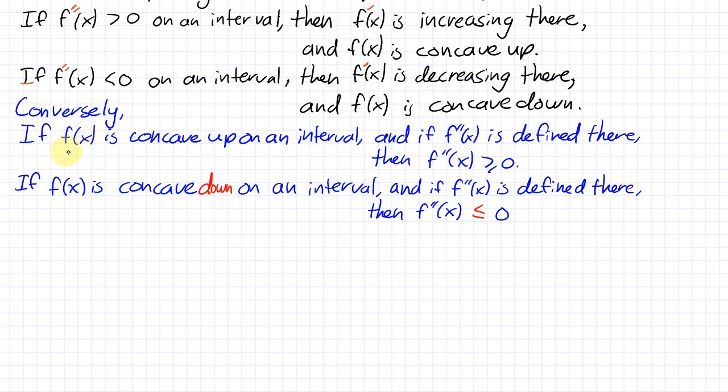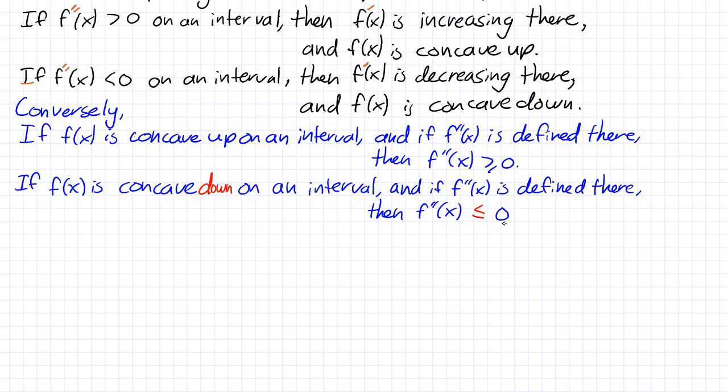So if you know that f of x is concave up, and you know that f double prime of x is defined there, and that's important because sometimes f double prime of x might be undefined. But anyways, if it is defined, then it will be greater than or equal to 0. And if f of x is concave down on the interval, and if f double prime of x is defined there, then f double prime, the second derivative, will be less than or equal to 0.